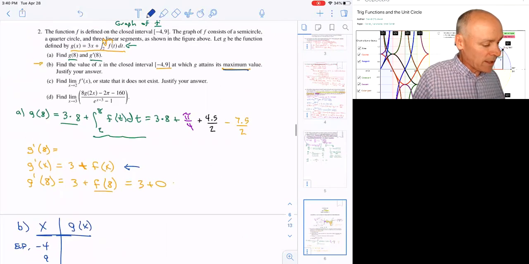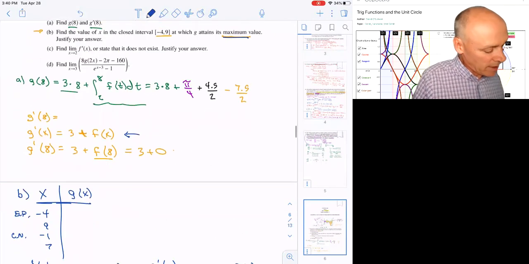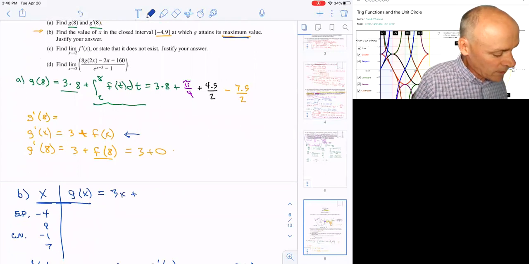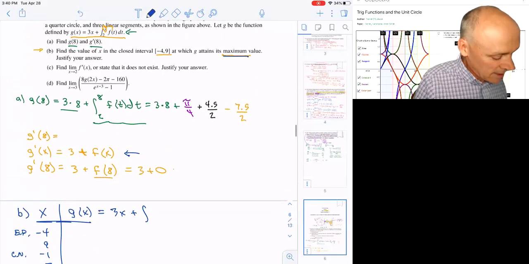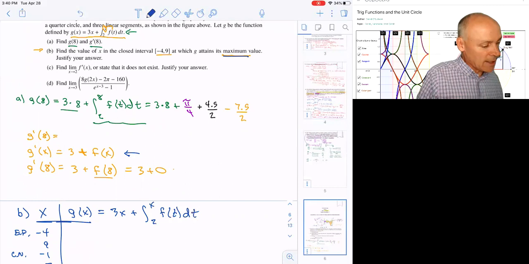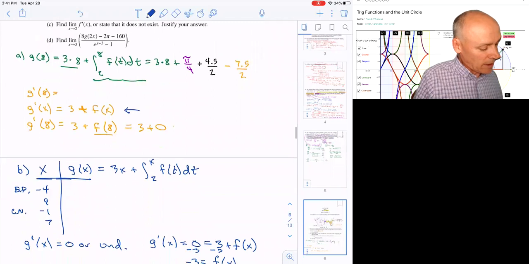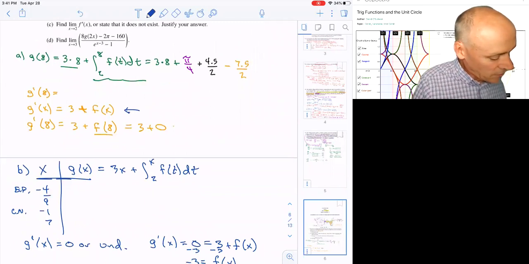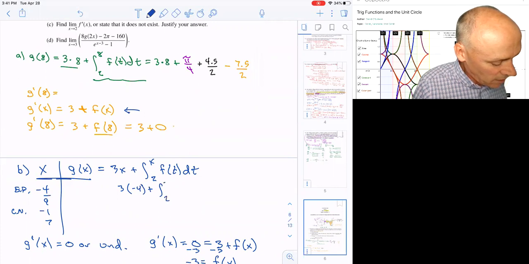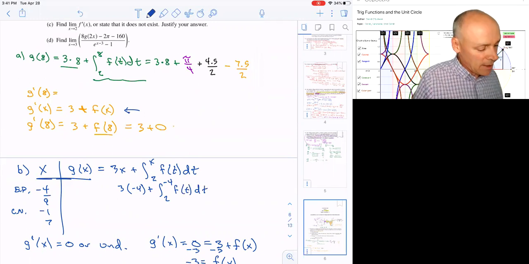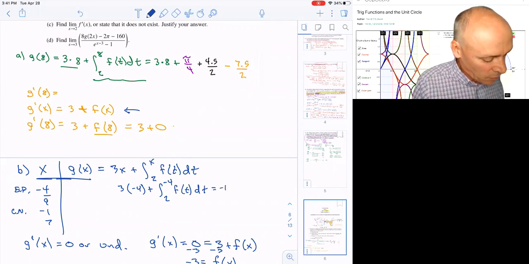And what I'm using for g at x is, I'm just going to write that. 3x plus the definite integral from 2 to x of f of t dt. Okay, I haven't found any one of those values, so I'm going to have to go from scratch. So g at negative 4 is going to be 3 times negative 4 plus the definite integral from 2 to negative 4 of f of t dt. So that's going to be equal to negative 12.